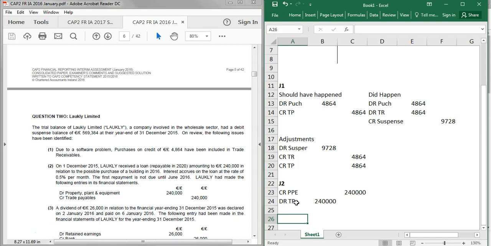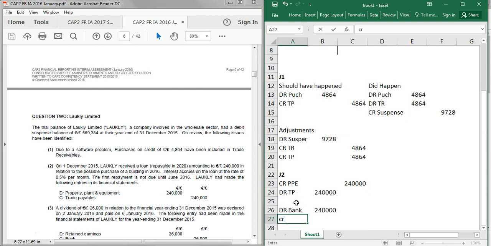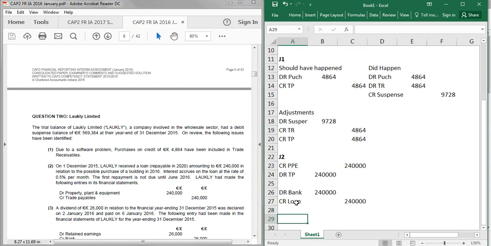So if we're starting from scratch, then we would have debited cash or bank, let's say bank 240,000, and you will credit loan, because it's a loan account, of 240,000 as well. Right, so that's the first adjustment. So to debit bank, credit loan.